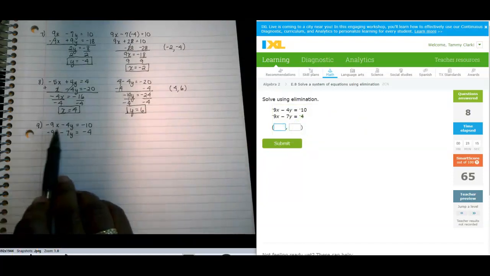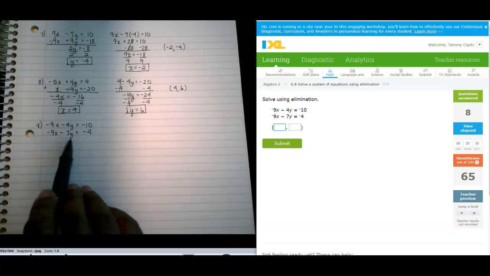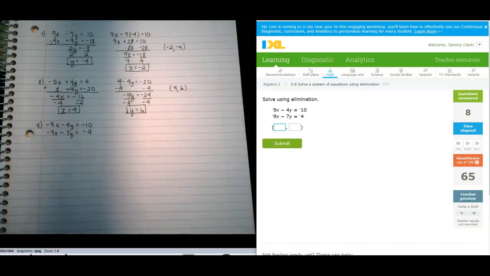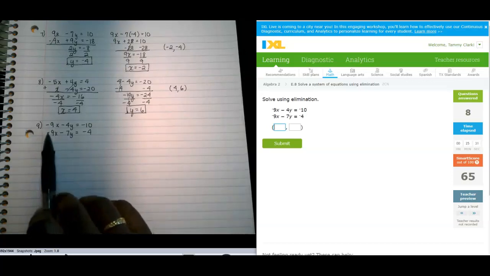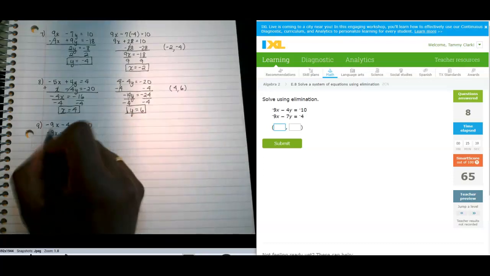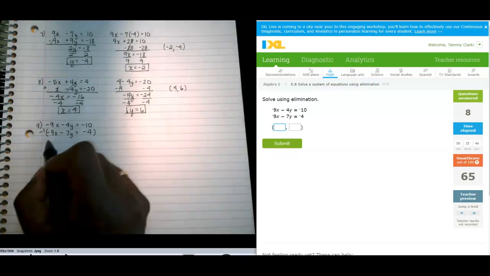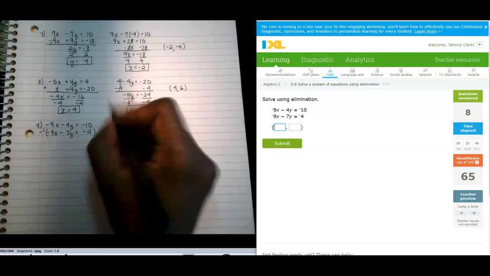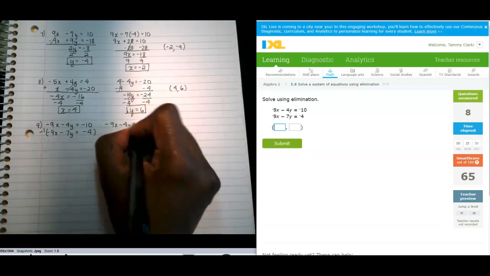And we've got -9x minus 4y equals -10. -9x minus 7y equals -4. Again, we're looking for the same coefficient with opposite signs. Well, the x term at least has the same coefficient, although the signs are not opposite. The y terms, the coefficients are not the same, and the signs aren't opposite. So let's go ahead and eliminate the x. I'm going to take the bottom equation and just multiply it by -1, because what we know will happen is that the signs will change to their opposites.